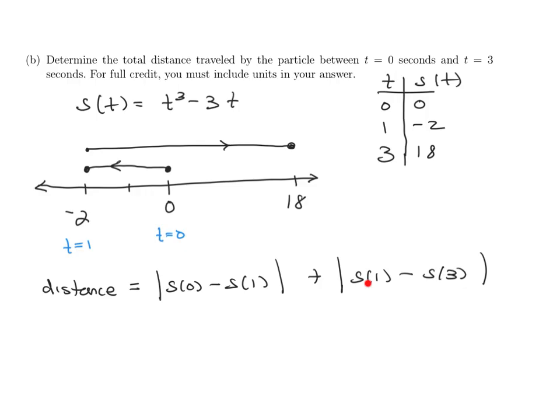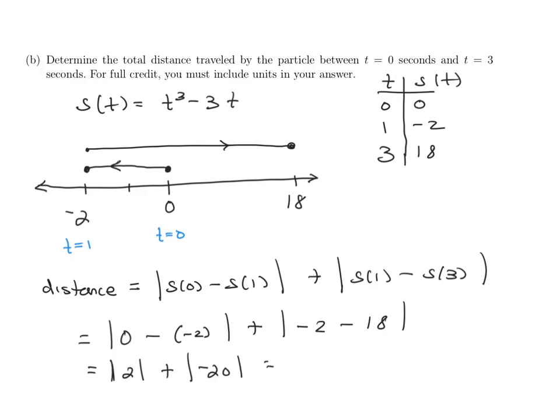This is the distance between 1 and 3 seconds because it's always moving in the same direction, and the absolute value is here just to ensure that you have a positive number. So filling in our work, s of 0 is 0, and we're subtracting s of 1, which is negative 2. To this, we're adding s of 1, which is negative 2, minus s of 3, which is 18. This is the absolute value of positive 2, plus the absolute value of negative 20. That is 2 plus 20. The answer is 22, and that's 22 feet.